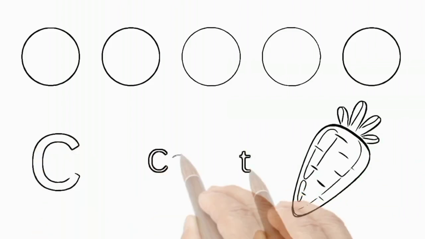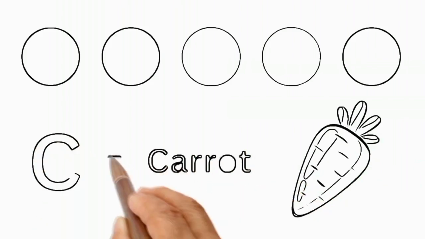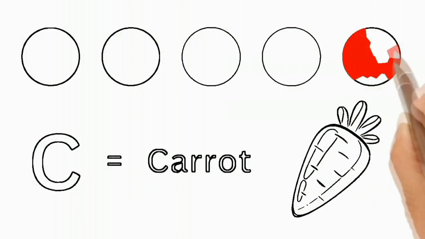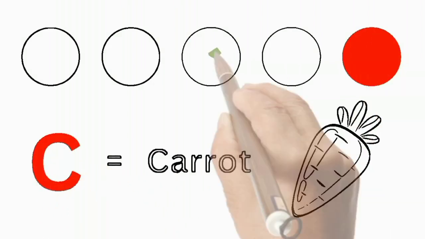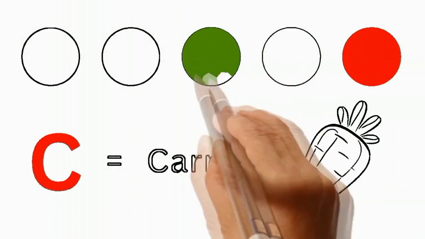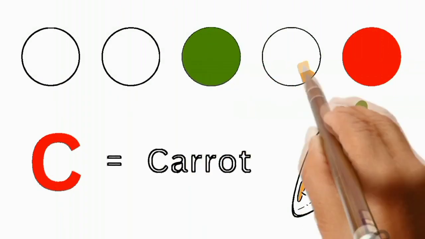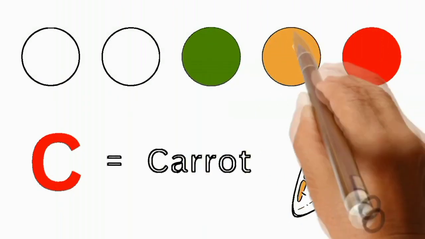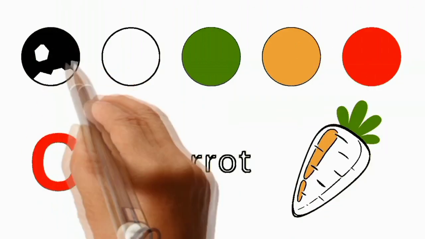C. C for carrot. Carrot. C, A, R, R, O, T. Carrot. C for carrot. Carrot.